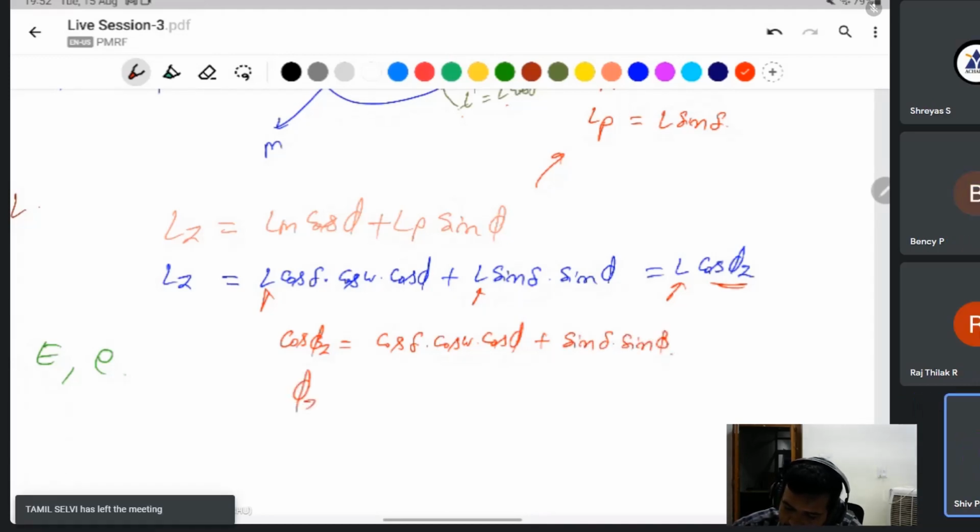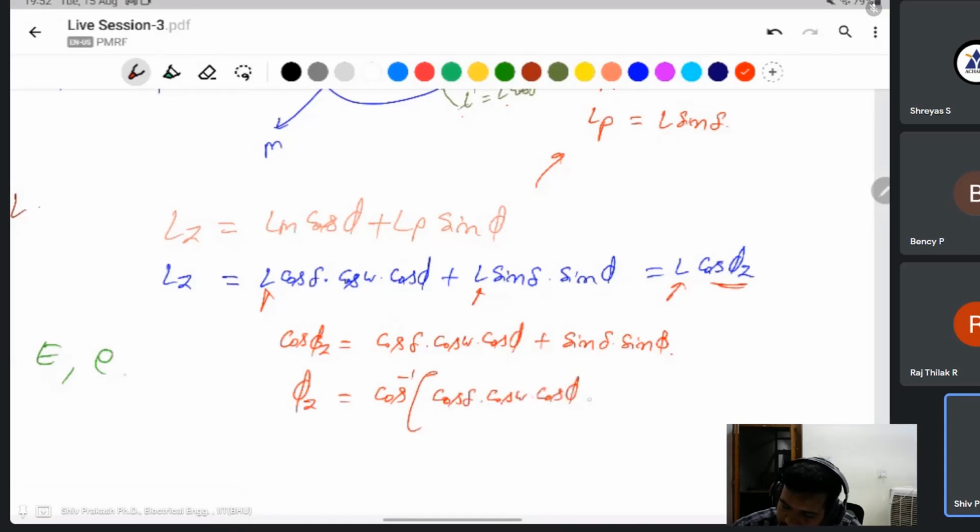And what will be the zenith angle? The zenith angle will be the cos inverse of this one: cos delta into cos omega into cos phi plus sin delta into sin phi.